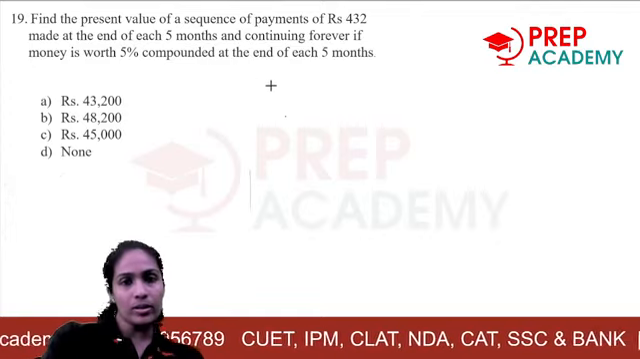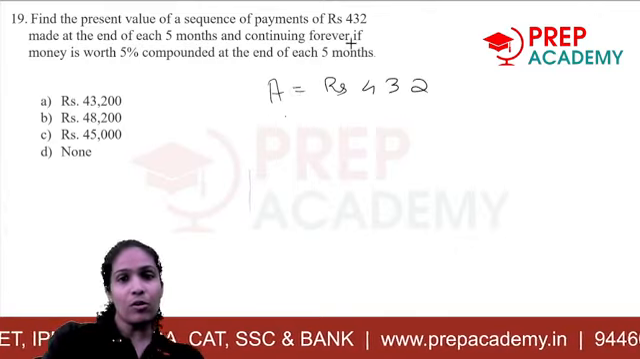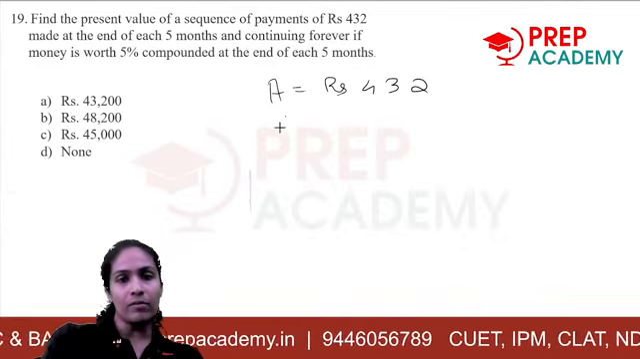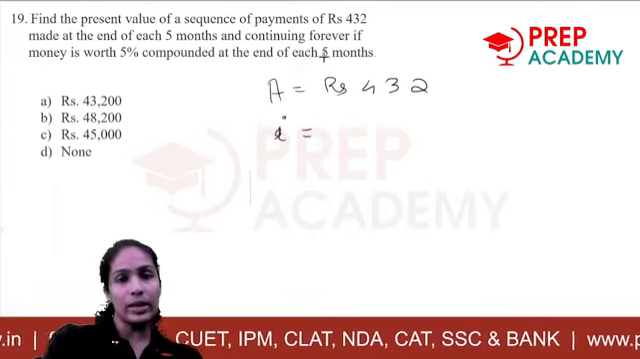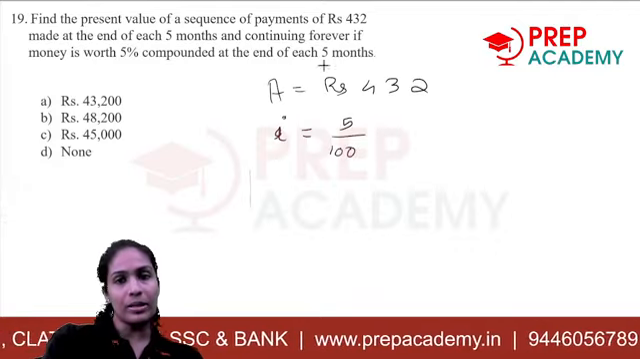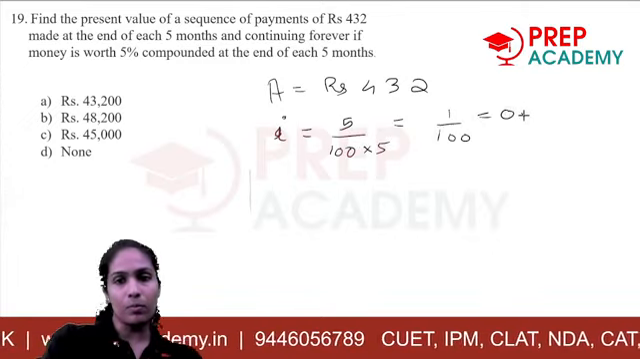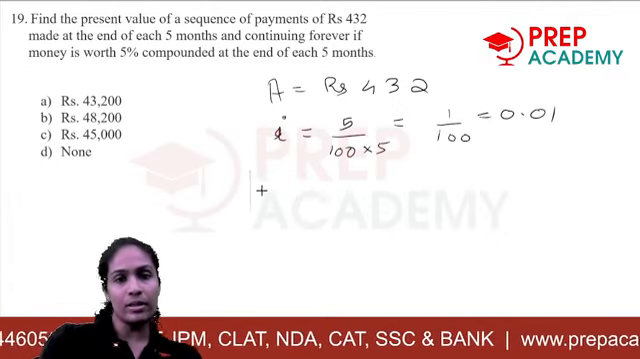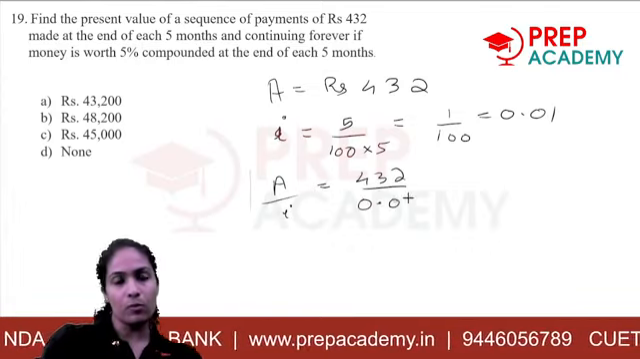So here the payment amount is rupees 432. Continuing forever, we can't find the future value, but we can find the present value. So the interest is 5% compounded at the end of each 5 months. That is 5% means 5 by 100. Since the period is 5 months, you multiply the denominator by 5, that is 1 by 100, which is equal to 0.01. So to find the present value of the sequence, divide that amount by the interest. That is rupees 432 by 0.01.